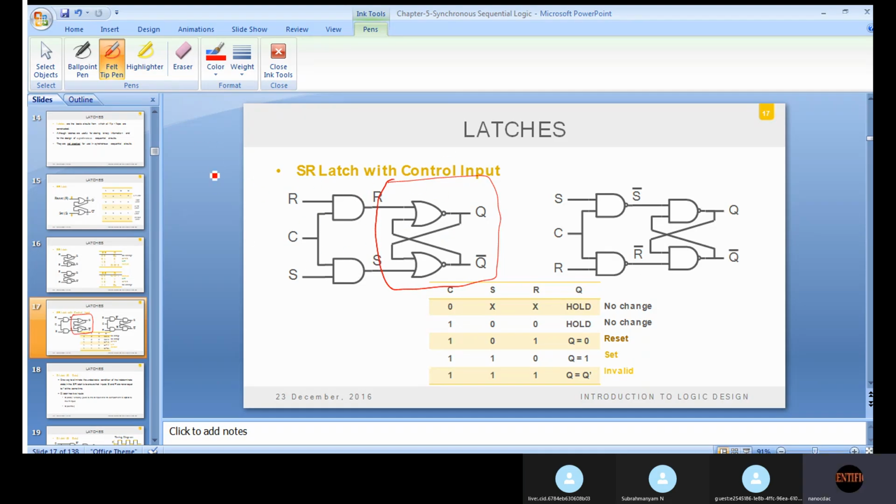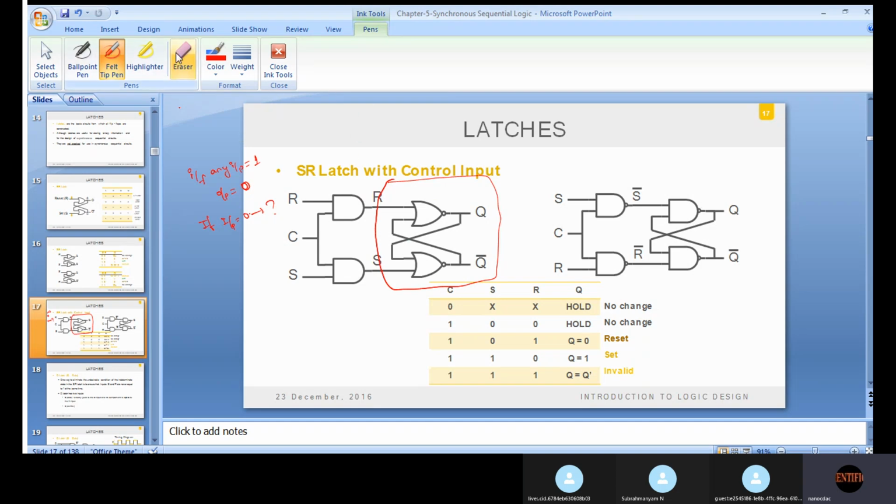NOR gates. We have seen for a NOR gate, if any input is equal to 1, the output will be what? If any one of the inputs is equal to 1, we need not check the other input. The output will obviously be equal to 0. If the input is equal to 0, we need to check the second input, there will be a dilemma.